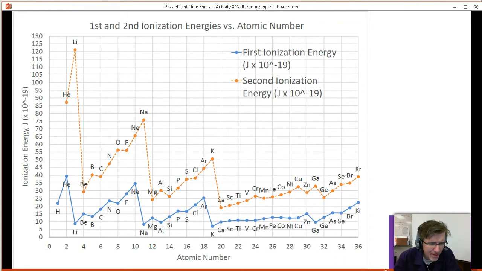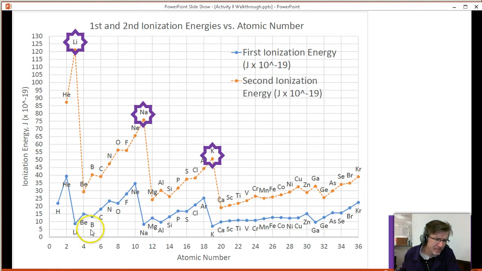Where are those ones that had the lowest first ionization energy? Can you find those? Oh, I see one. You see them? Here we go. There. That's right. They've gone from being on the bottom to the top. Started on the bottom, now they're at the top. The whole gang's here. Lithium, sodium, potassium, they're at the top.